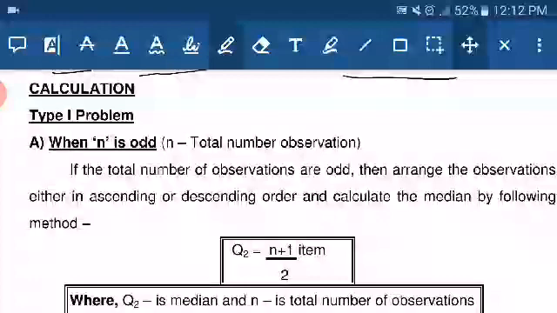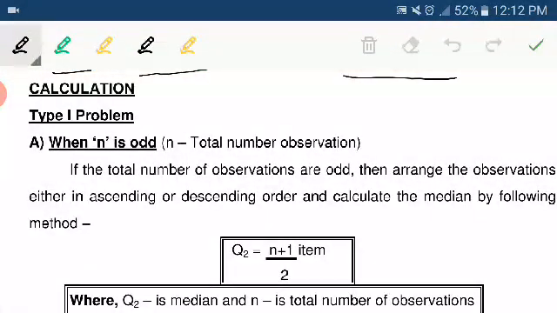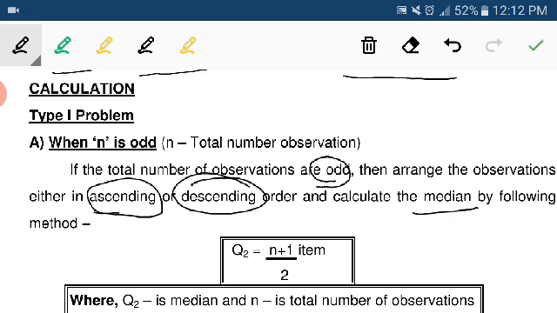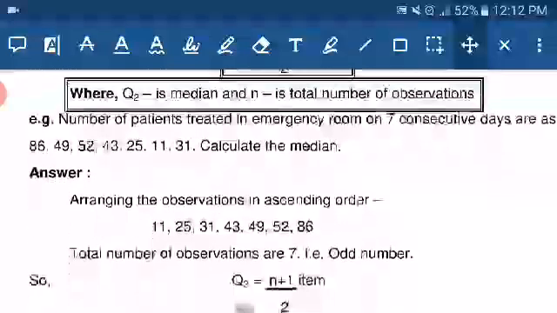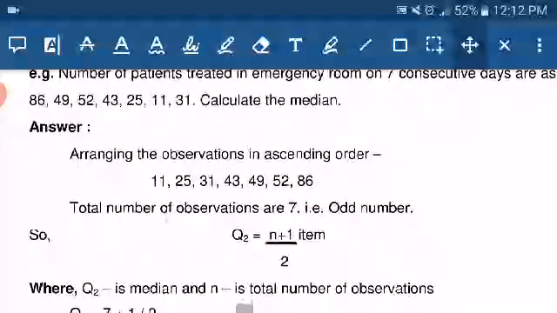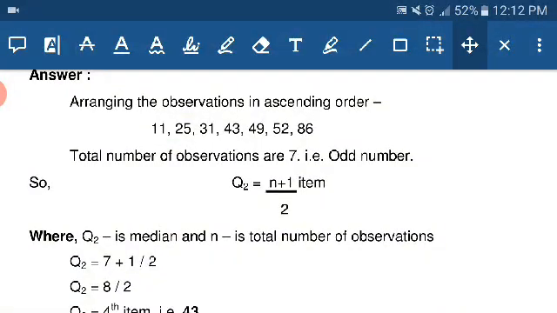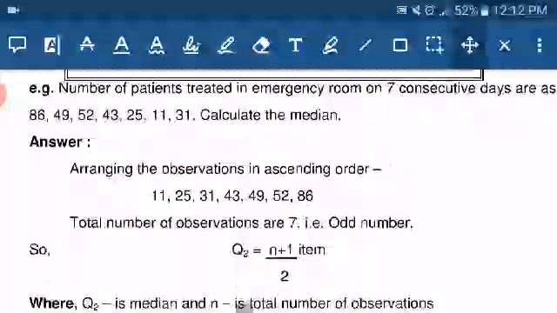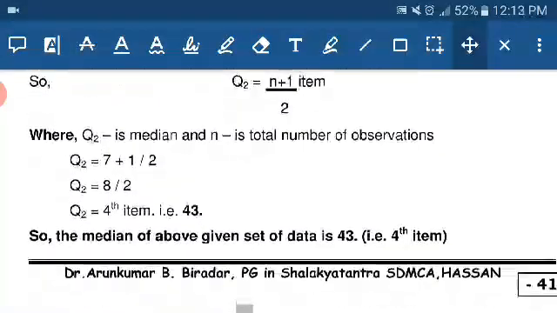Calculation. Type 1 problem: when n is an odd number, that is, if the total number of observations is odd, then arrange the observations either in ascending or descending order, then calculate the median by the following method. Q2, or median, is equal to (n plus 1) divided by 2. These are examples of type 1, an odd number of observations.